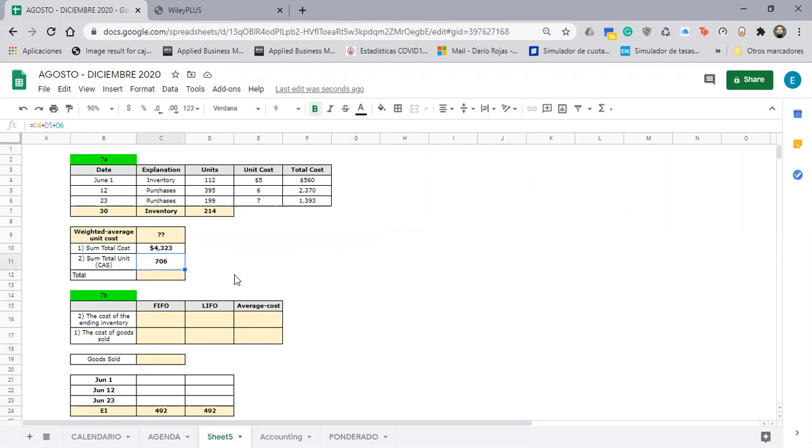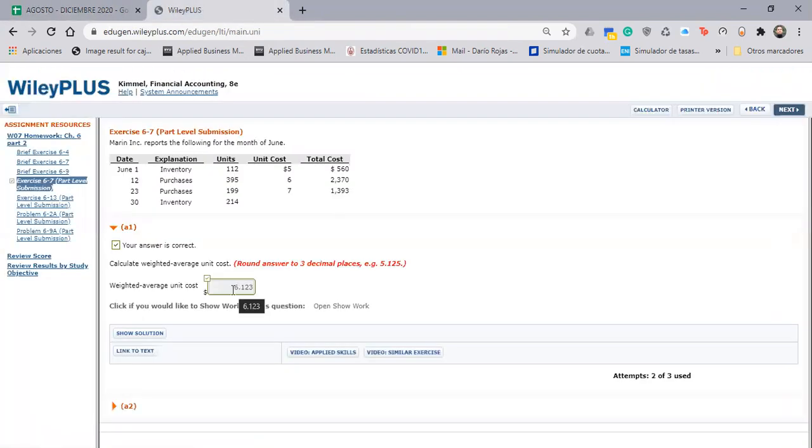The other step is the easiest. We just only need to divide this amount, 4,323 divided by 706 units, and we have the amount of $6.123. Until this point, we are finished in this exercise, so we need to check if our answer is correct. $6.123, and we have $6.123. So the answer is correct.